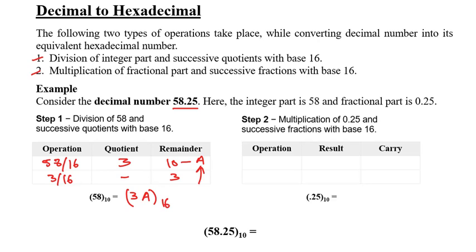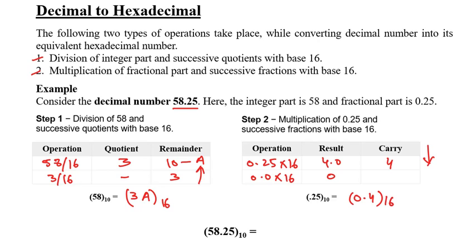In a similar manner, to convert my fractional value, that is 0.25, it is multiplied with 16. If I multiply this one, my result is 4.0. Here the integer value is 4, that is considered as my carry, and the fractional value further goes for the multiplication, that is 0.0 into 16. In this case the result becomes 0, so we will stop the multiplication and we will gather all the carries from top to bottom. So that is my 0.25 base 10 is equal to 0.4 base 16.